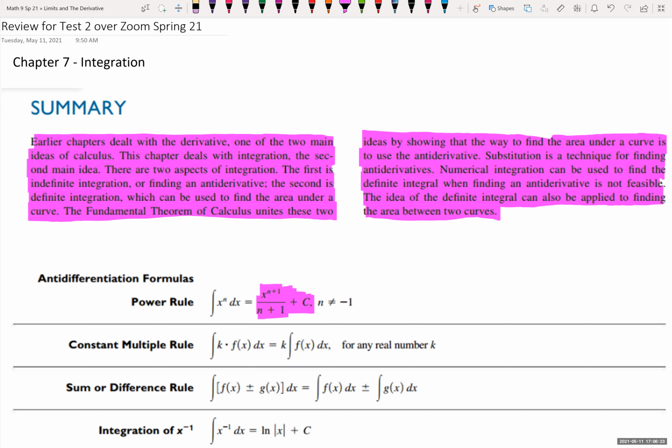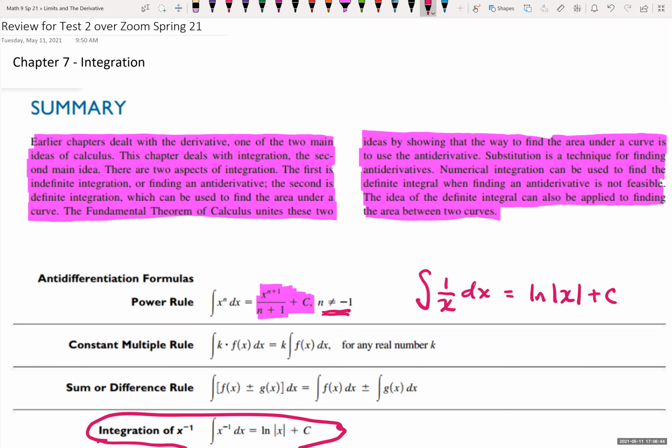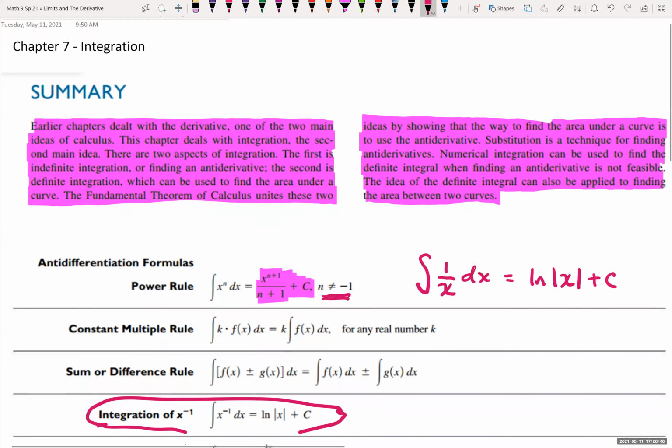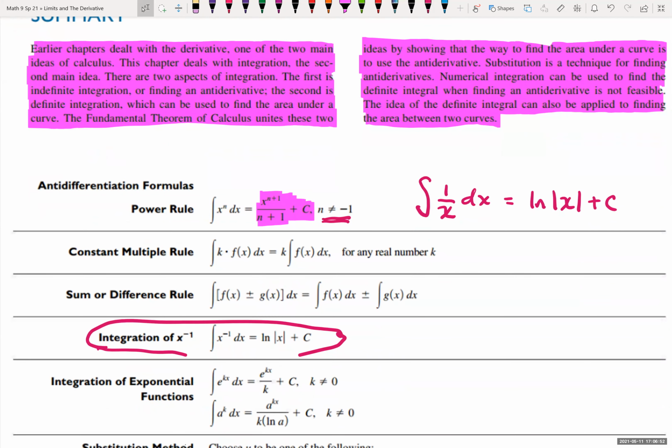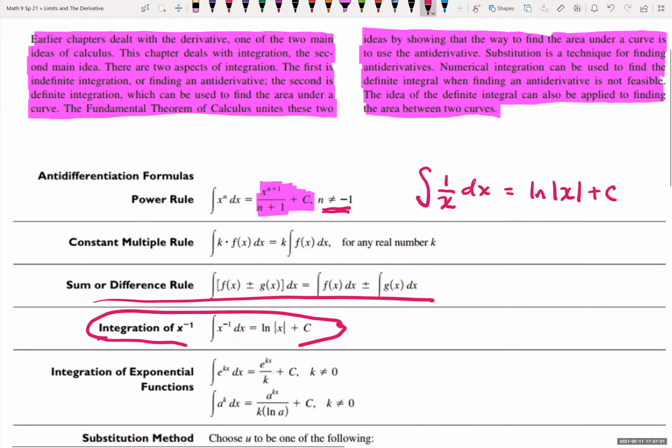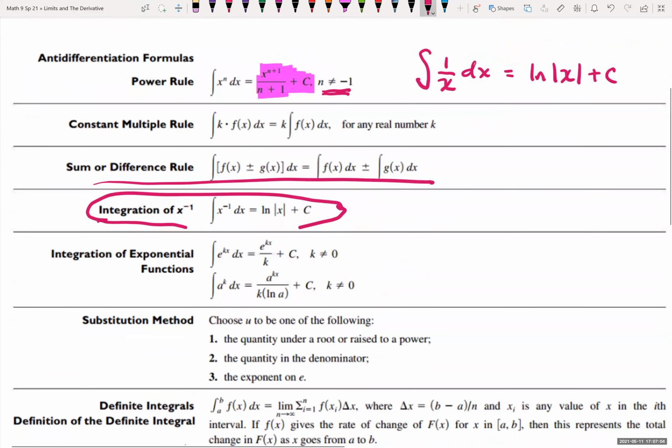The other thing was that this rule did not work when n was equal to -1. If n was equal to -1, we had 1 over x dx. And this is equal to the natural log of absolute value of x plus c, which I'm sure is going to come down right here. We had that constant rule, so we could pull the coefficient in front of the integration if we wanted and just integrate the piece without that number in front and then multiply it by that number. We had that sum and difference rule, just like we did with derivatives. We can do that with integration.